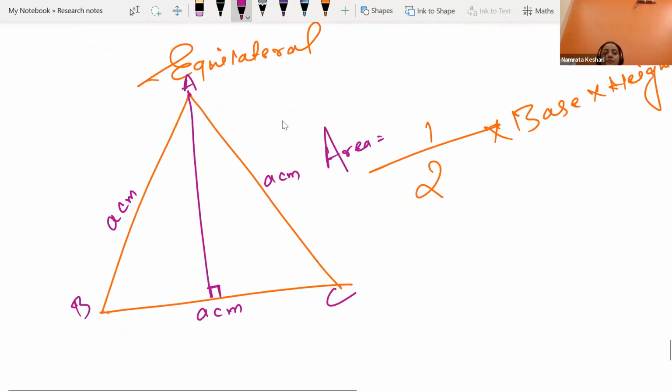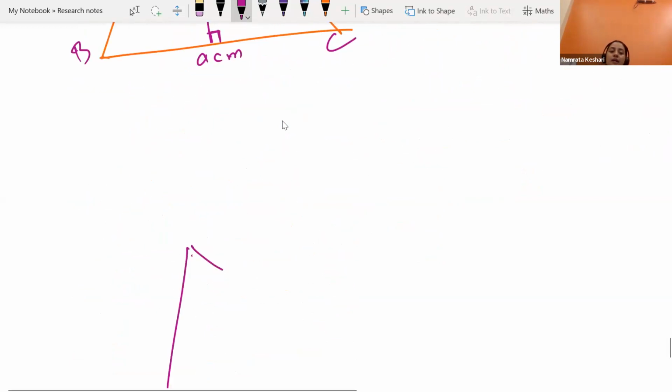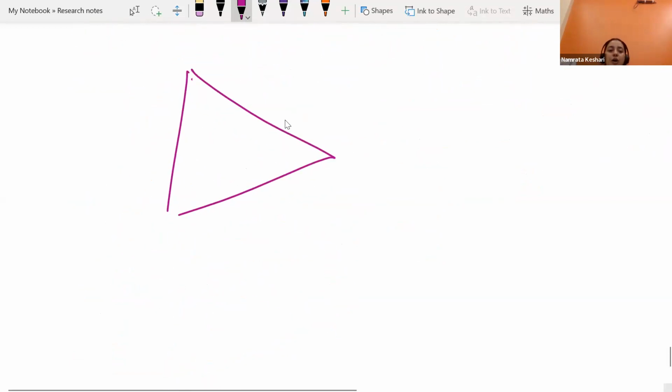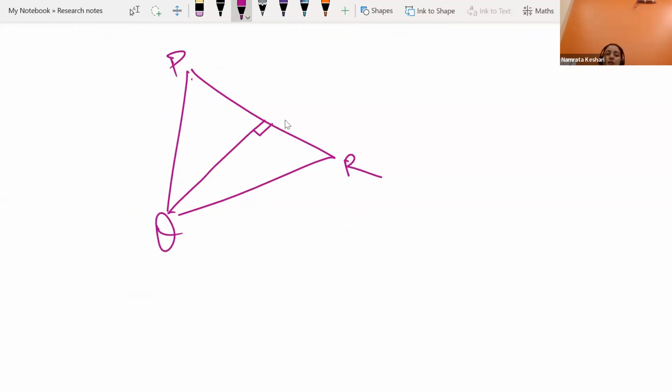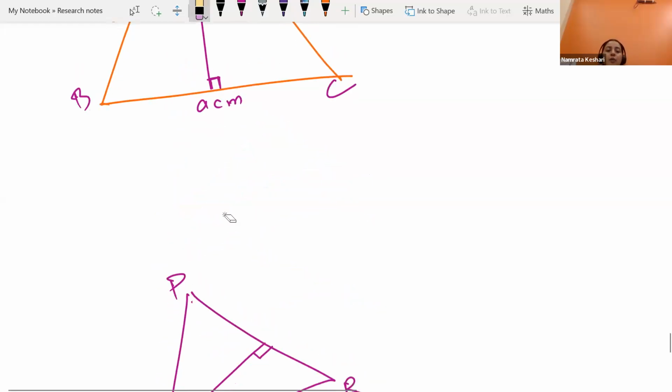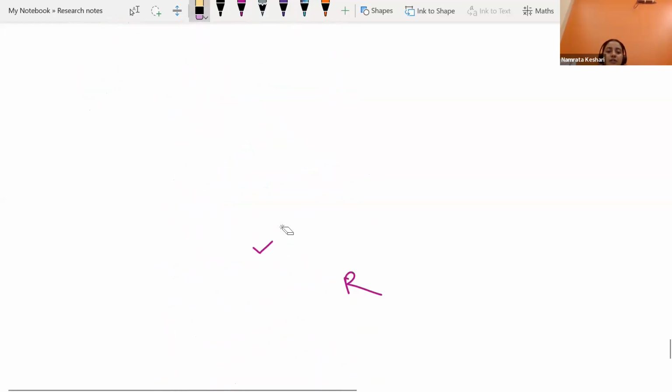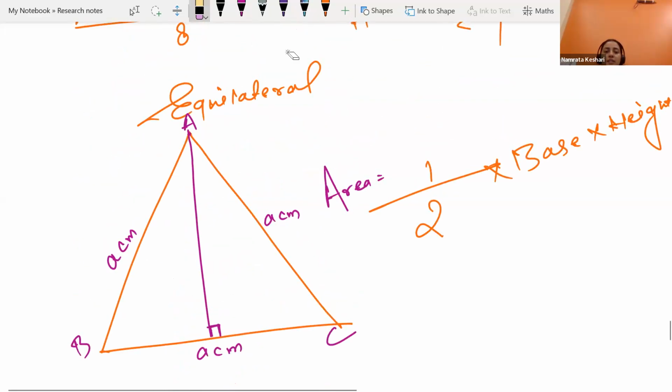The base is BC. If I draw a triangle again and draw a height from here at 90 degrees, and the name is PQR, can you tell me the base over here? Ma'am, PR is the base. Exactly. The side on which we are dropping the perpendicular, that is the base. So here BC is the base. Perfect.